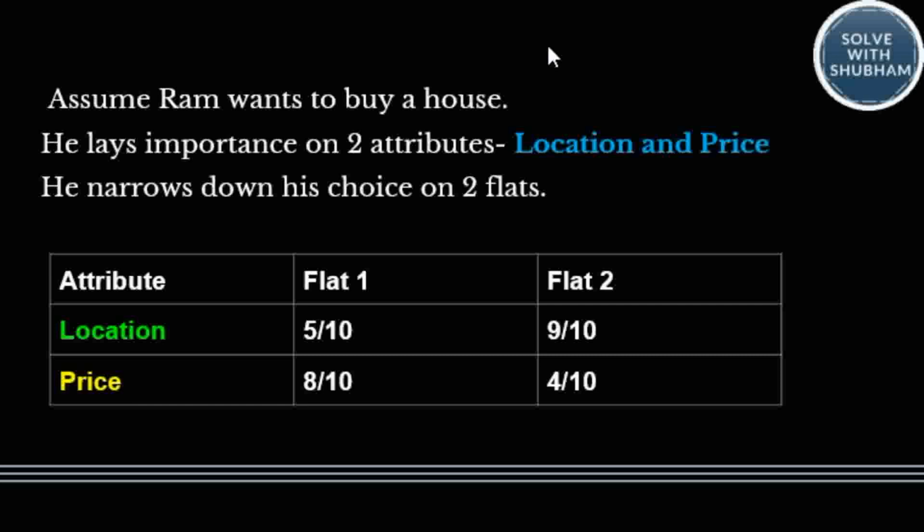So if both the attributes are equally important, then we will find out the total sum. Whichever total sum is higher, we will go ahead with that. But in this case, both the total sums are same. Therefore, the choice would be difficult here to make.